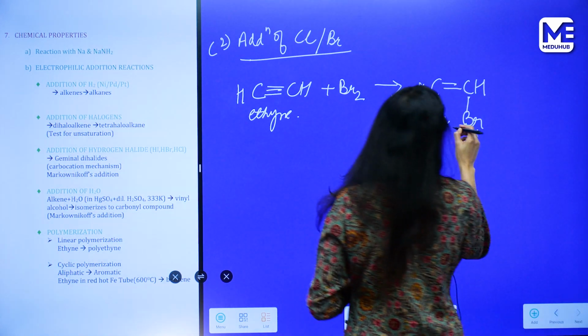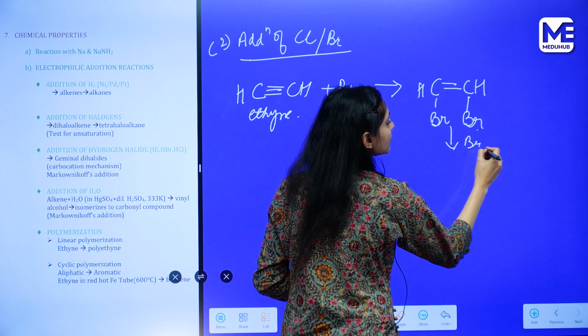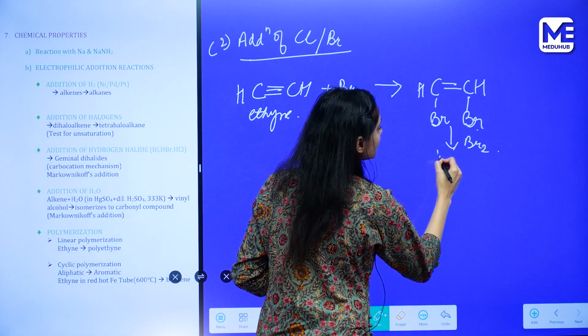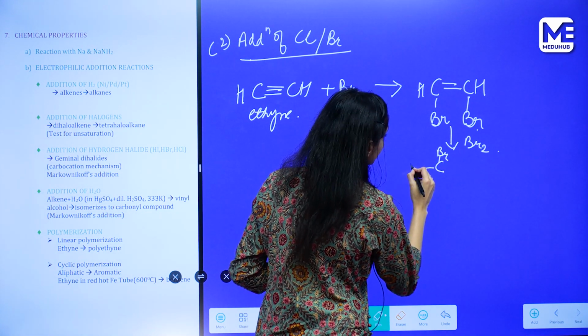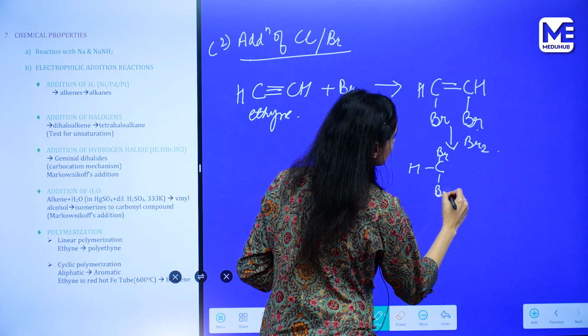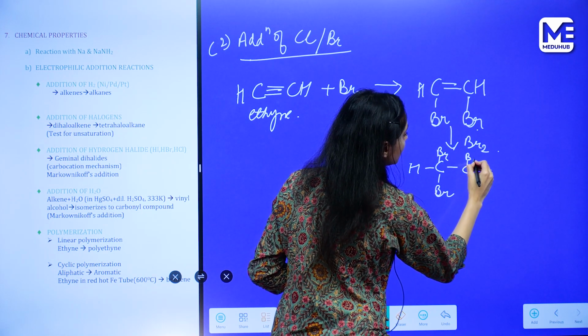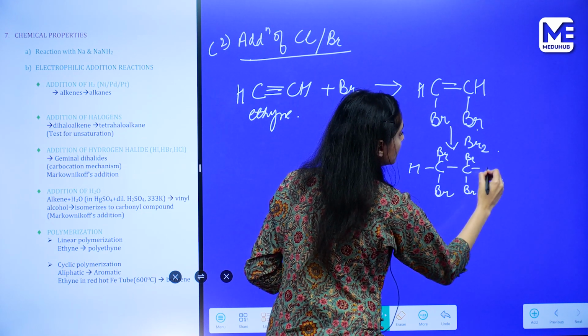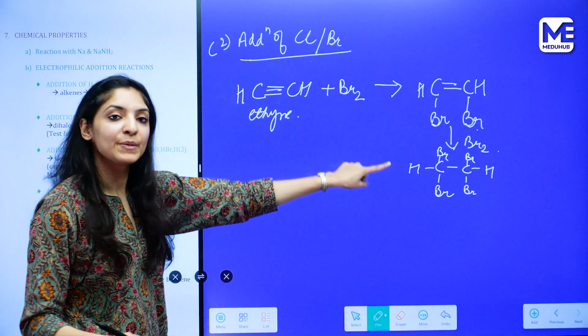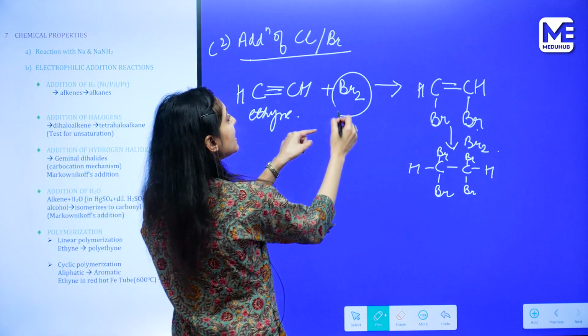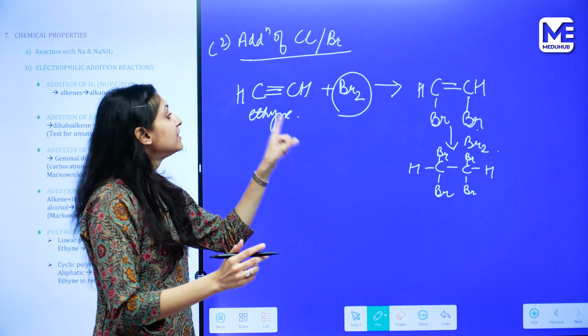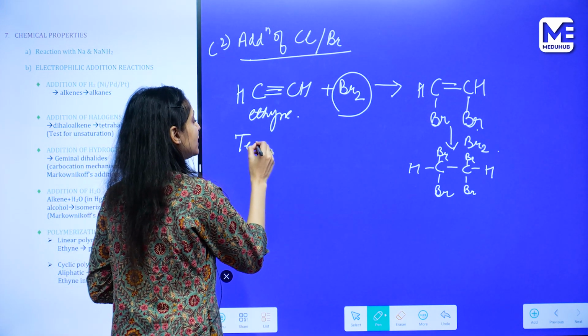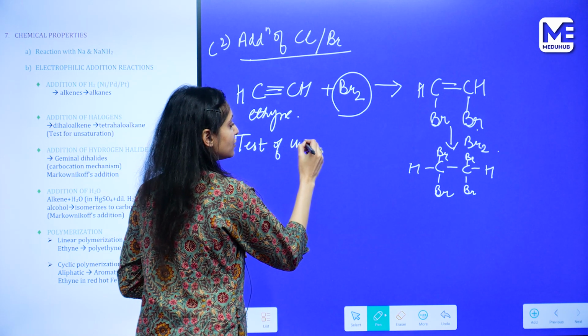Dihaloalkene, and further addition of bromine will give us a tetrabromo derivative. So what is happening here? Bromine is getting added on to ethyne, and this is a very important reaction for test of unsaturation.